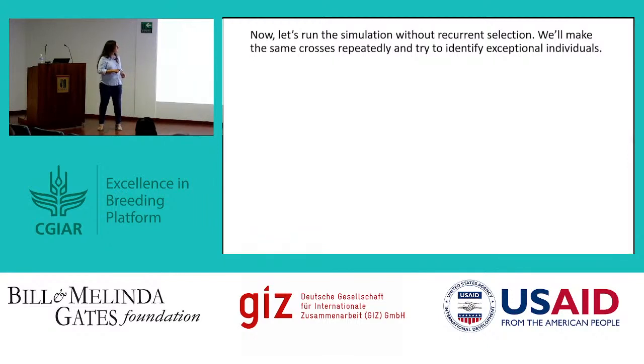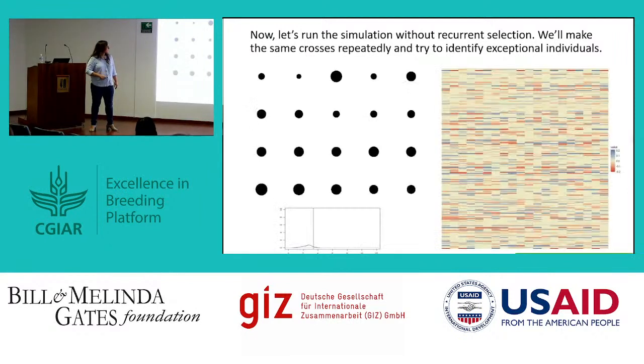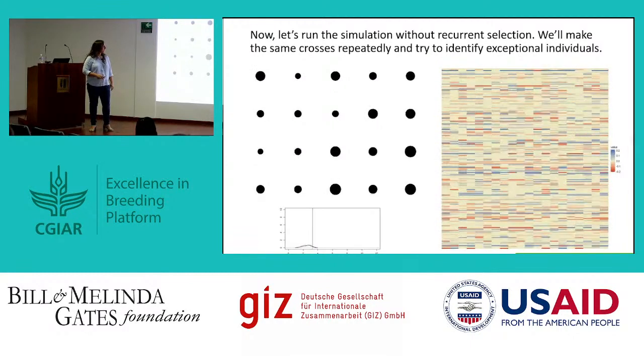If we just use the same process repeatedly and try to identify some exceptional individuals each time, do you think that the genotypes are going to have that nice increase in the blue alleles? Do you think that the phenotypes are going to increase the way that we saw them? Do you think the means are going to change? So here's cycle one. This is the exact population we started with in the other one. And let's just see.